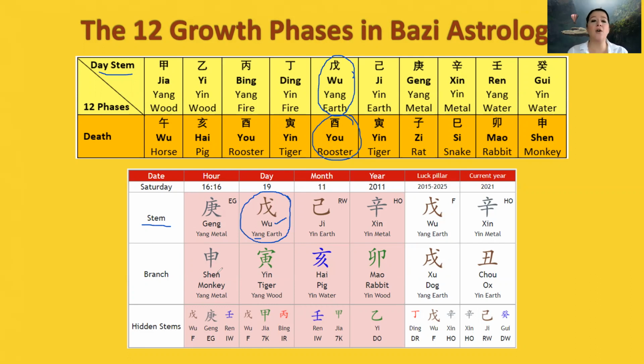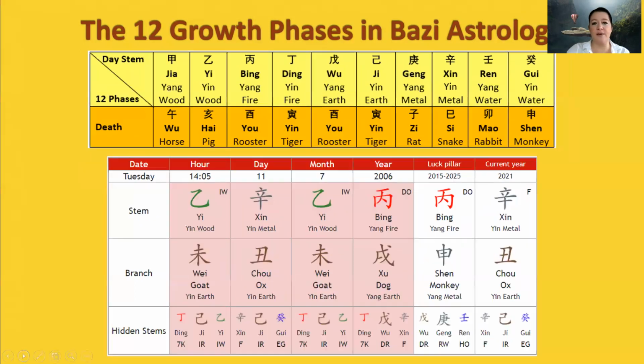As I said, there are 12 different phases. And because you only have 4 pillars, 5 with the luck pillar, you can have a maximum of 5 different growth phases. Now, let's have a look at another example and see whether they have the death phase.